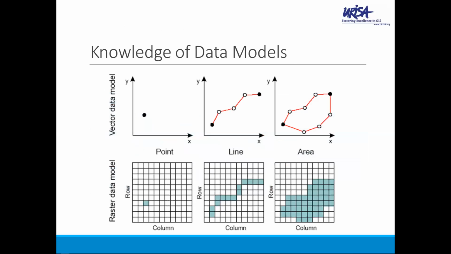Now, for the data models, what you need to know for the exam is the various ways that we model data inside of the GIS world. The two most obvious, as I've shown here, are the vector and the raster data models. What's the difference between a point, a line and an area representation if you're using a vector versus a raster base? How do you best represent a feature? Is something a point? Is it a line?